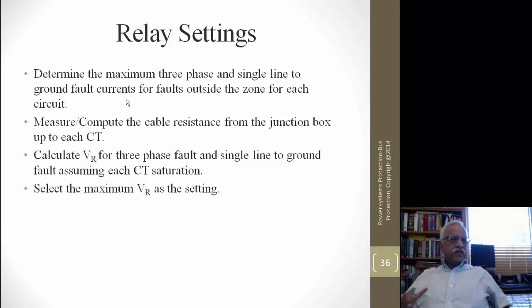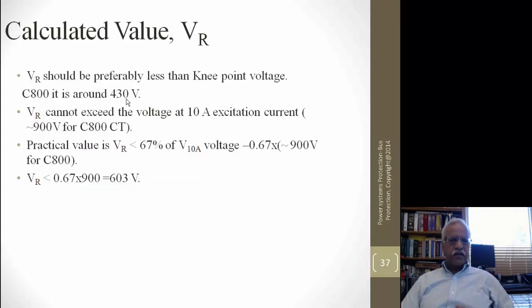The difference between single-line to ground fault and three-phase fault is, in a three-phase fault, the current goes only through one phase of the cable. There is no current returning to the relay because the sum of all the currents at the junction will be equal to 0. Okay, and select the VR settings, whatever is applicable.